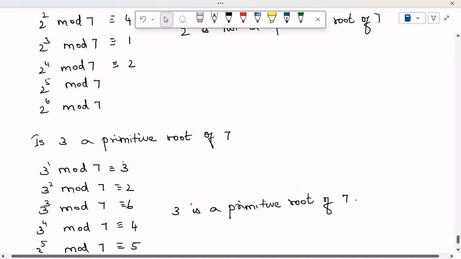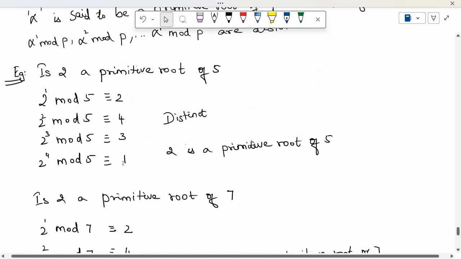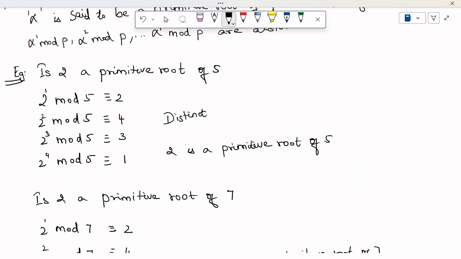Now we can try constructing the discrete log table. Already we have identified that 2 is the primitive root of 5, so we can easily construct that. We are continuing with discrete log table construction. Here we are going to construct the discrete log of base 2 mod 5, right?